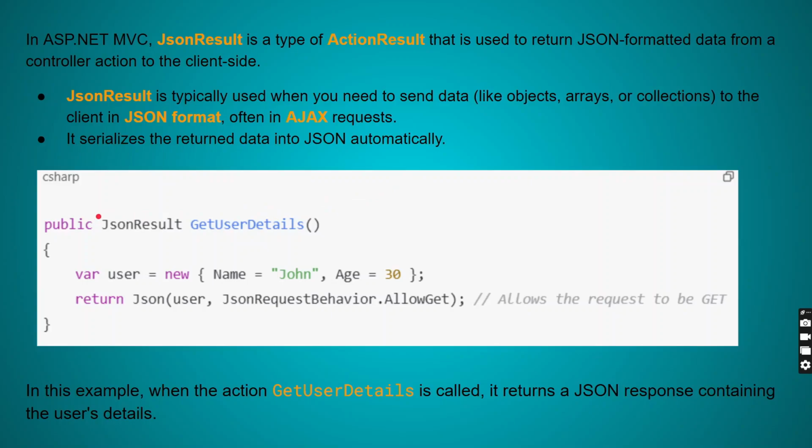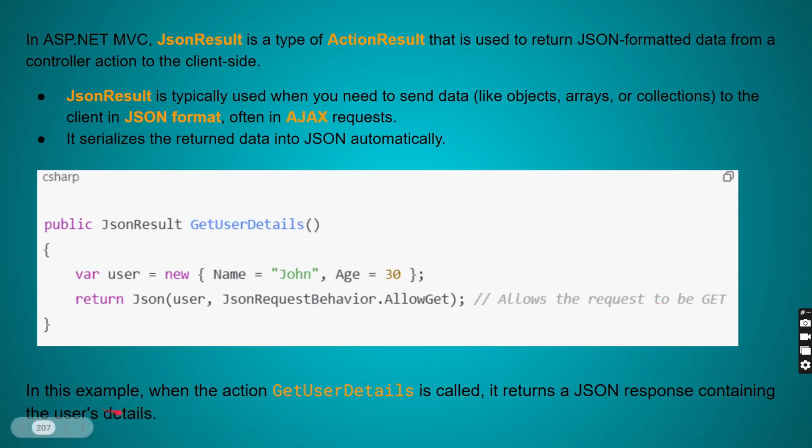Now, let's look at one example. We have a public JsonResult return type and we have one method, GetUserDetails. In the method we have one variable called user, and we have assigned an anonymous data type, new name equal to John, age equal to 30. In the return statement we are going to return Json. In the parentheses we are returning that user data, and JsonRequestBehavior.AllowGet, which we have given here for security reasons, and it allows the request to be a GET.